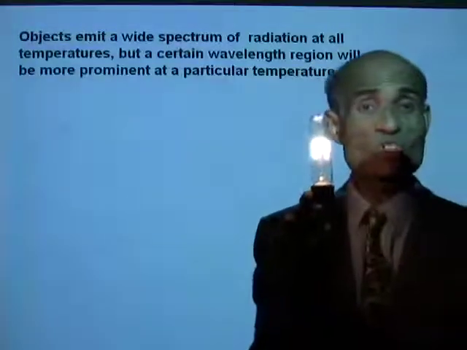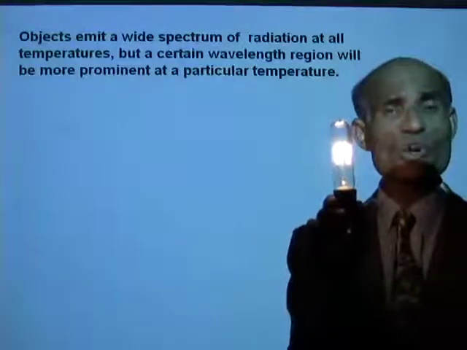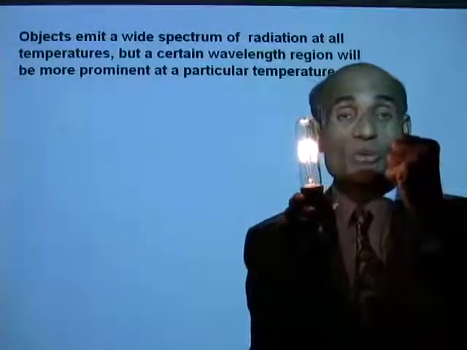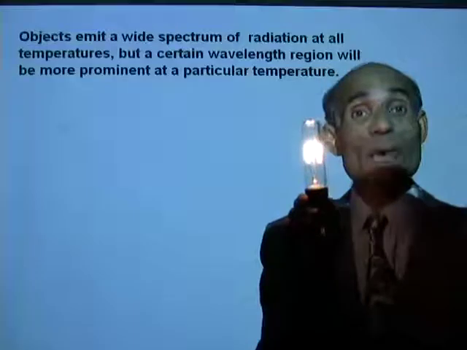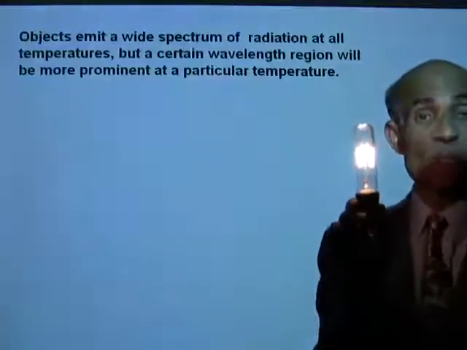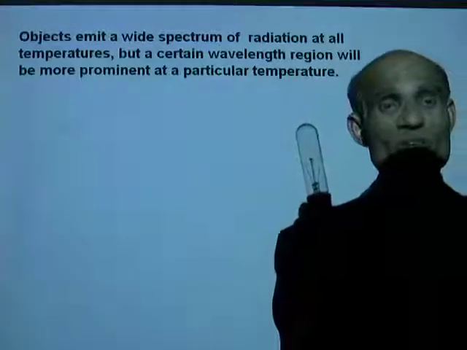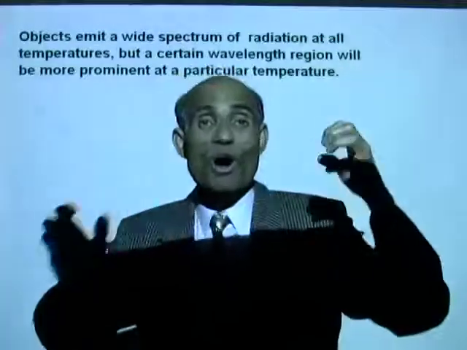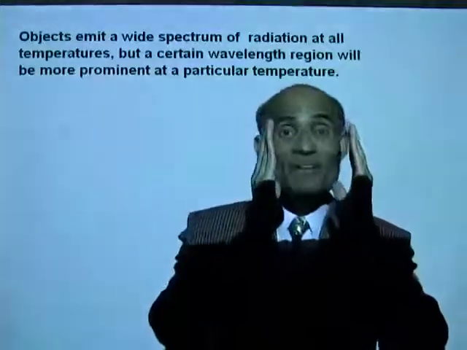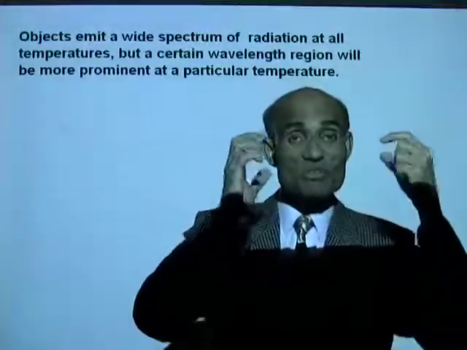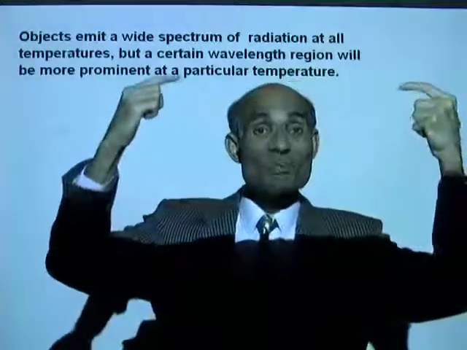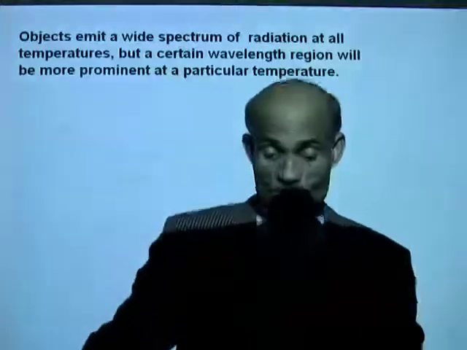Now, I want you to watch this filament when the light goes off. As the filament cools down, the prominent radiation becomes red. You watch that carefully. The filament, look, did you see that? Well, it only lasts for a short while. When the bulb goes off, the filament turns red. That means as the temperature decreases, the most prominent radiation at that temperature is red, which has got a longer wavelength.